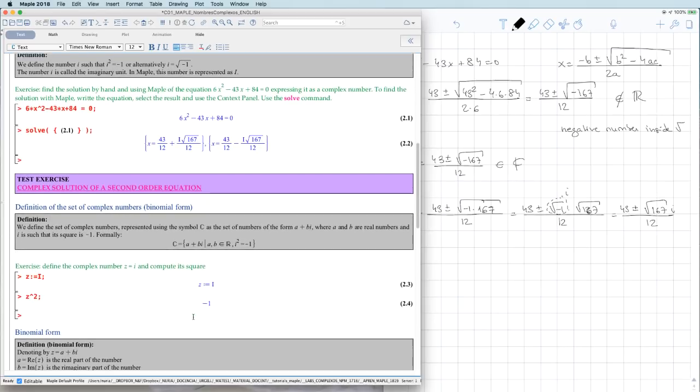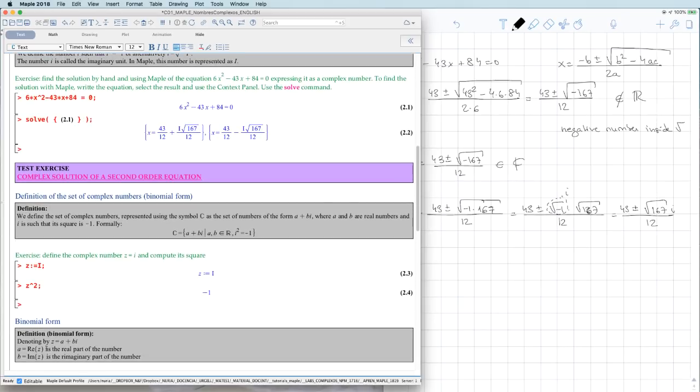So an important thing is that once we have this complex number expressed in this way, this is called the binomial form, also standard form. So a is going to be called the real part, and b, without the i, is the imaginary part. So a and b are real numbers, a is the real part, b is the imaginary part.